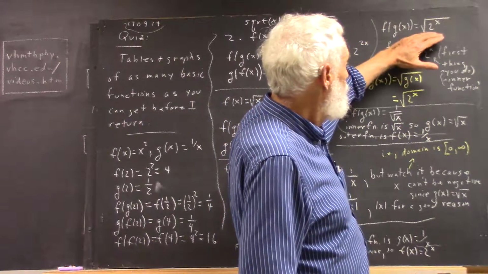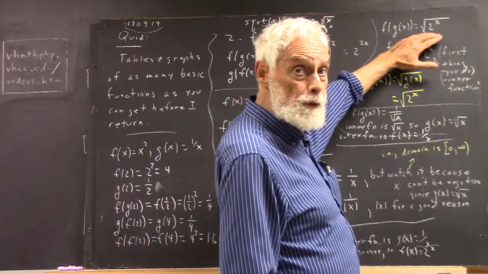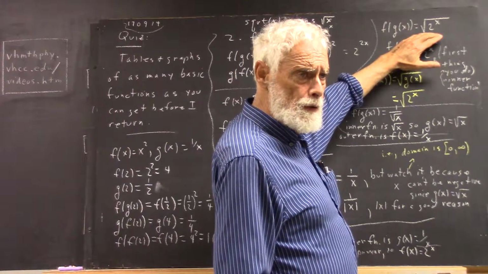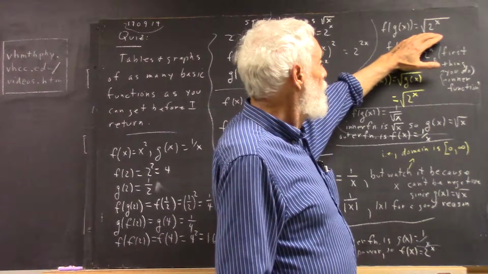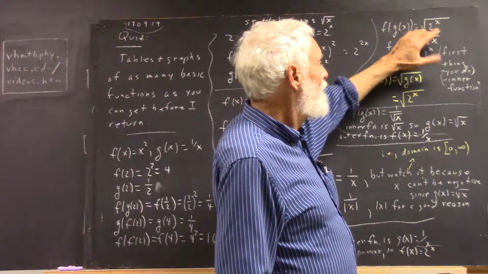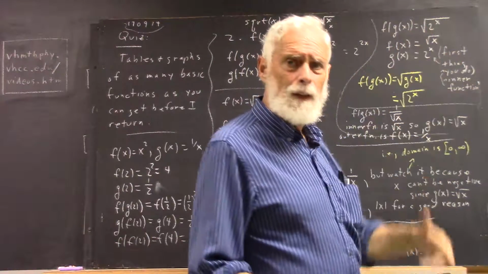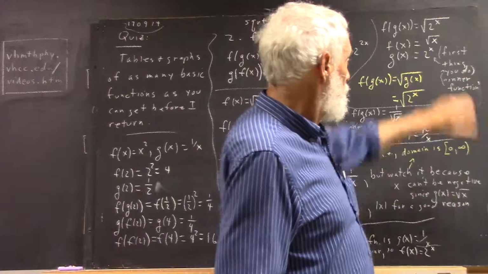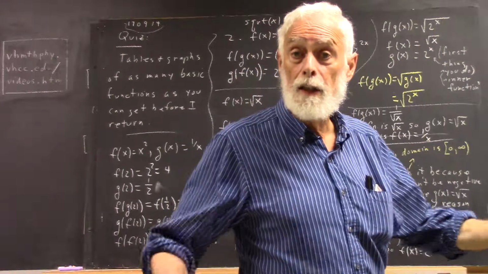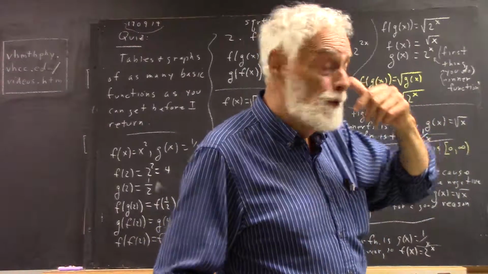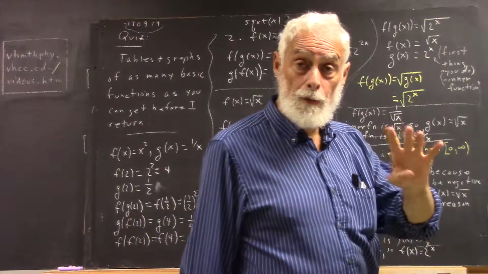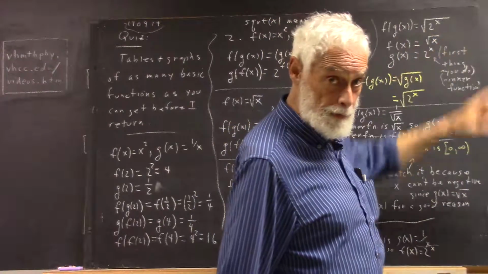Suppose you know that f of g of x is the square root of 2 to the x. What are your functions f and g? Well, on this side, if I give you a value of x, what's the first thing you're going to do? Well, you're going to do 2 to the x. If I say, okay, x is equal to 2, what are you going to do? You're going to do 2 to the second, right? That's going to be 4, and then you're going to take the square root of it.